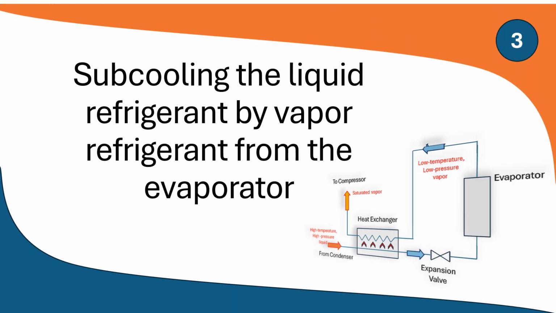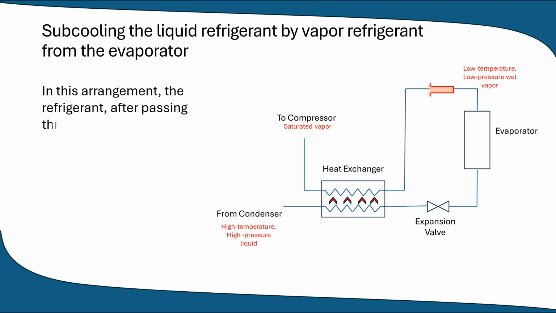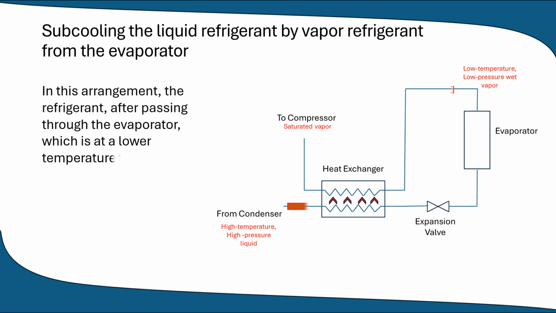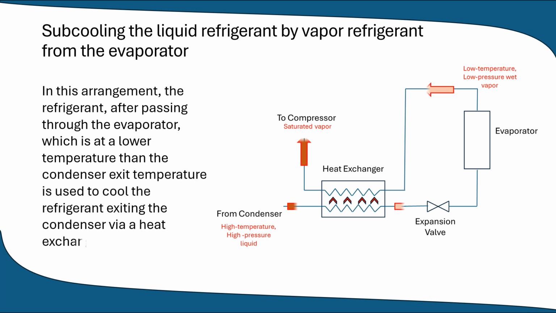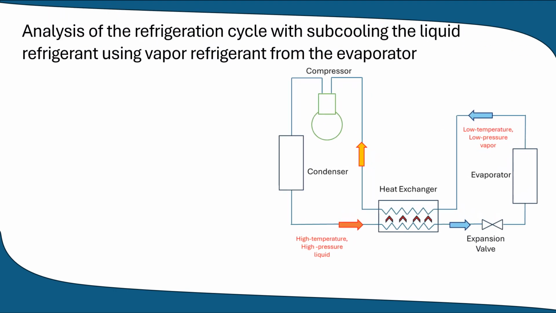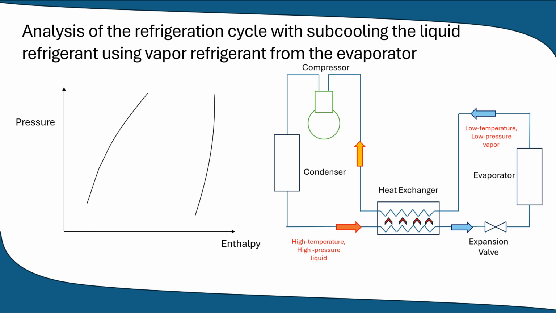Let's now examine a refrigeration cycle that incorporates subcooling of the liquid refrigerant with vapor from the evaporator. In this arrangement, the refrigerant, after passing through the evaporator, which is at a lower temperature than the condenser exit temperature, is used to cool the refrigerant exiting the condenser via a heat exchanger. Let's analyze the changes in the thermodynamic processes and the performance parameters as a result of this modification to the simple saturation cycle. In the pH diagram, the points 1, 2, 3, and 4 represent the simple saturation cycle.